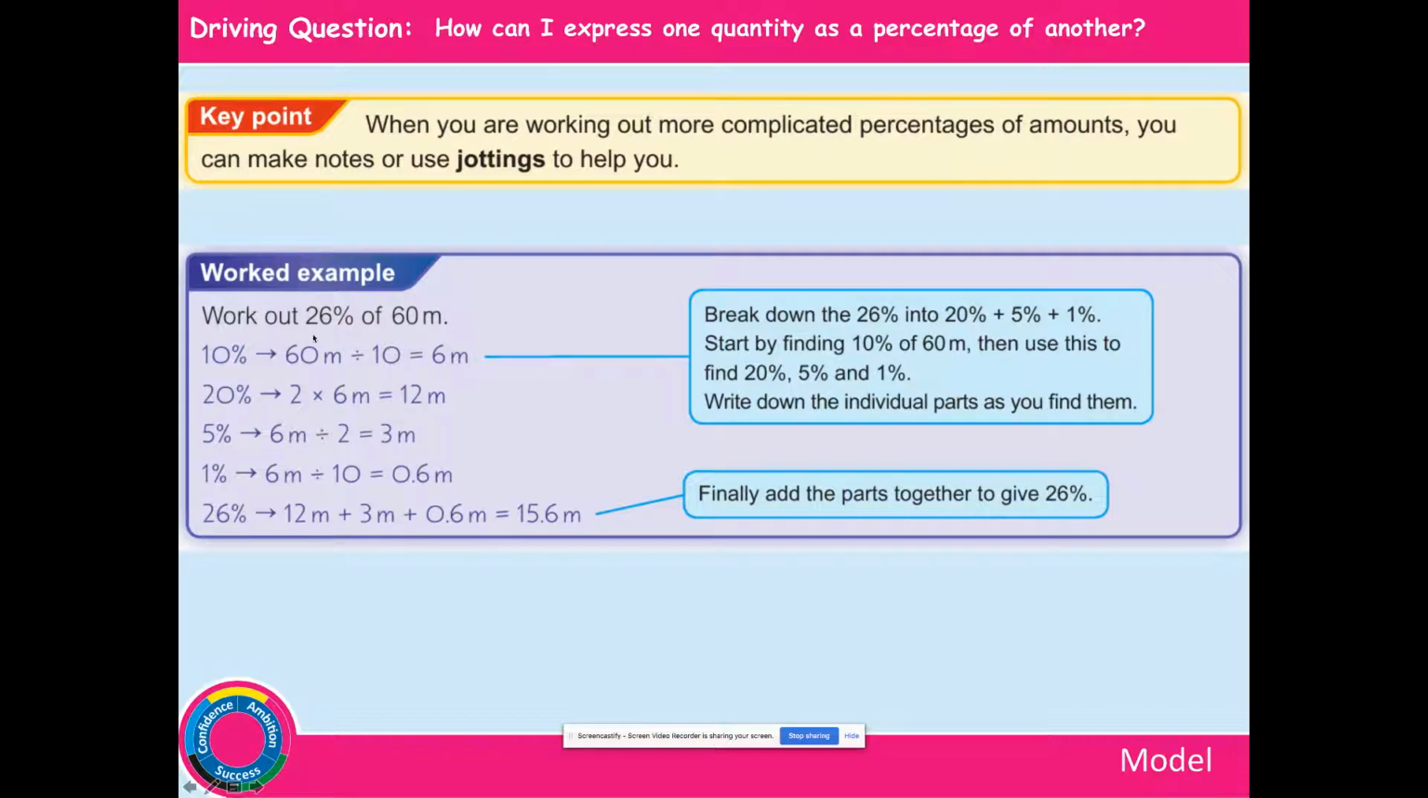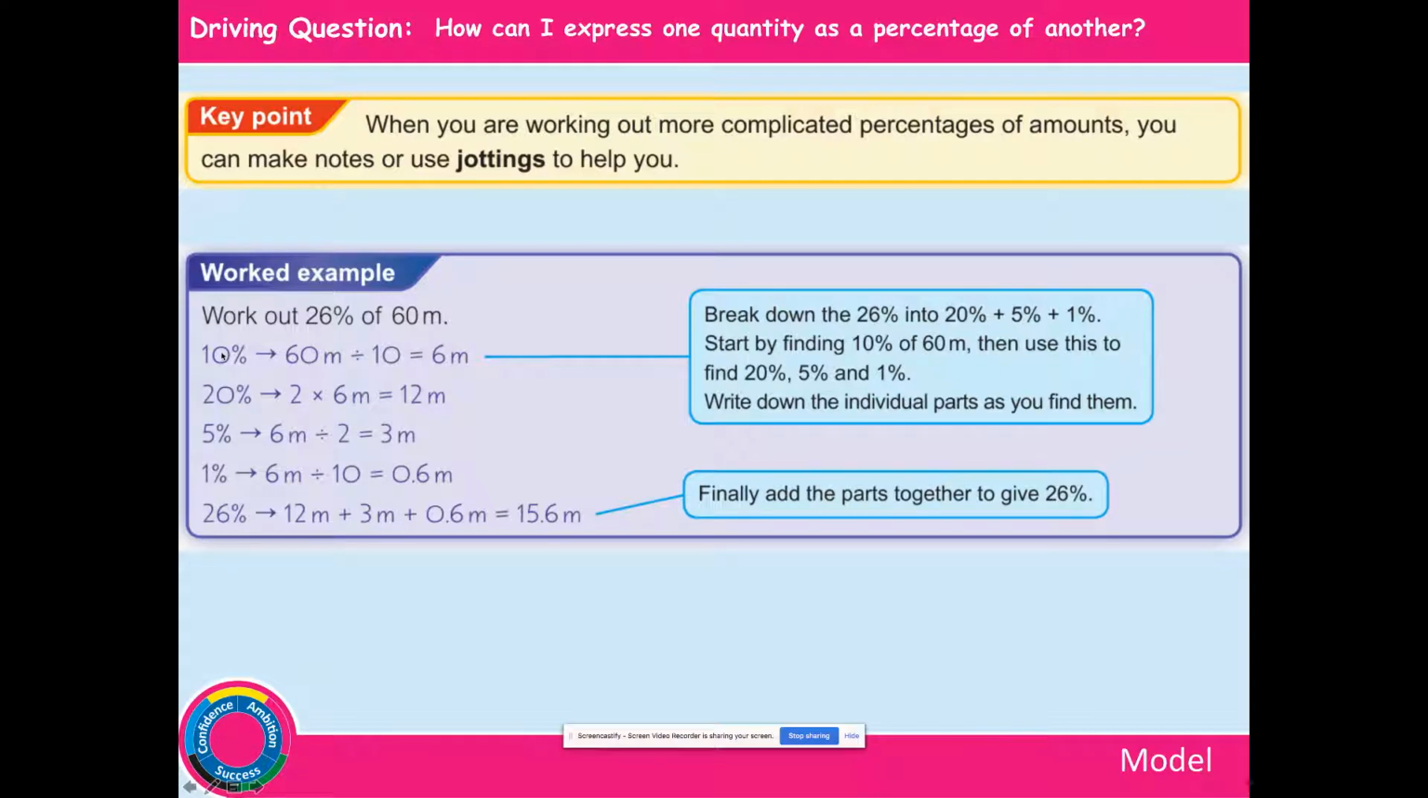Different ways of doing it. The way this example shows is to half the 10, and we get 5. So 10 divided by 2 gets 5. So we have to 6 divided by 2 gets 3. So now we've got 25% if we add those two together. But we need another 1%, okay?